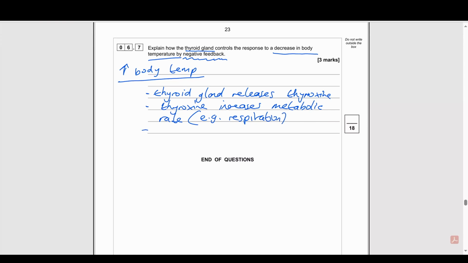But what will the release of thyroxine and therefore the increase in metabolic rate mean? That would then mean that there will be a decrease in the release of thyroxine due to this increase in the body temperature. And this is how negative feedback works.